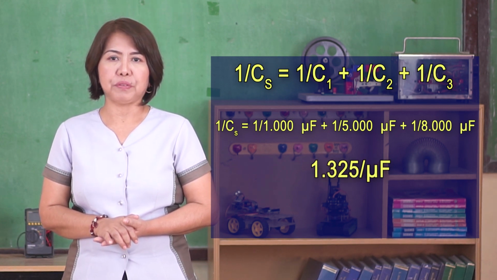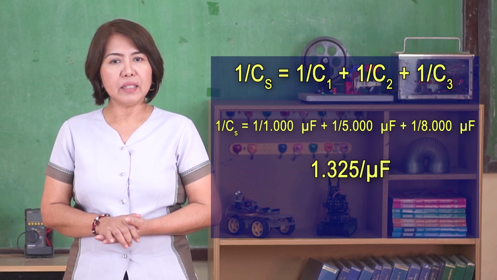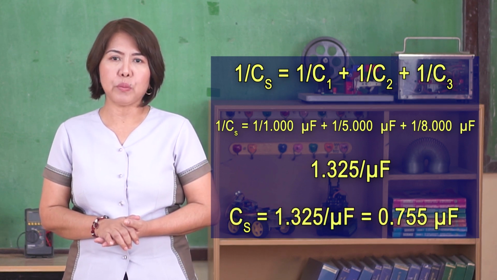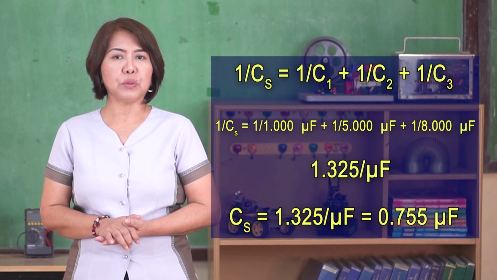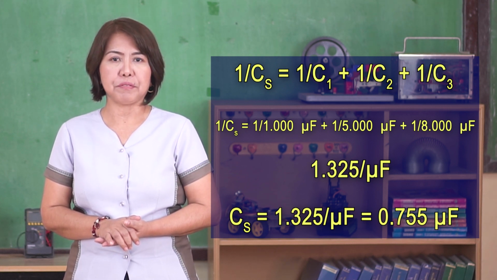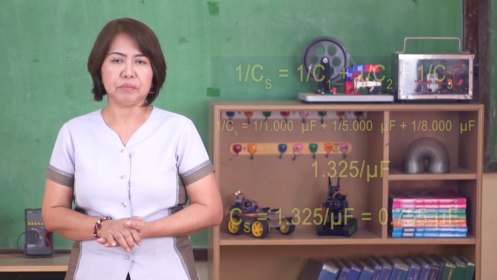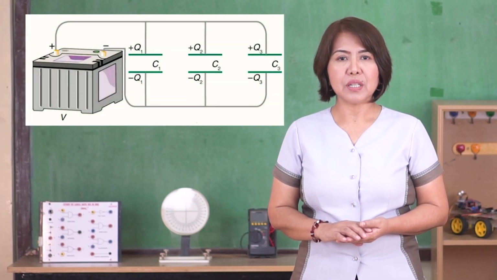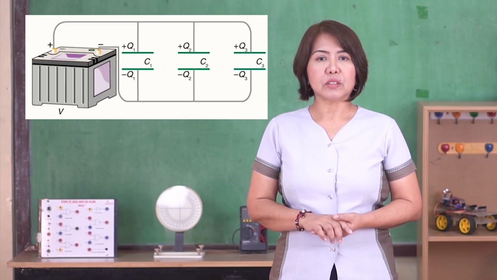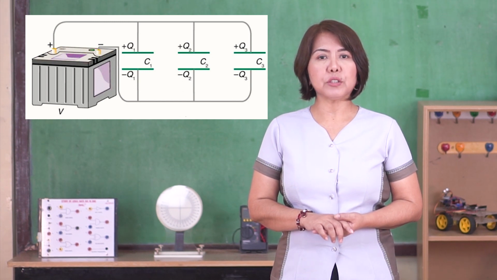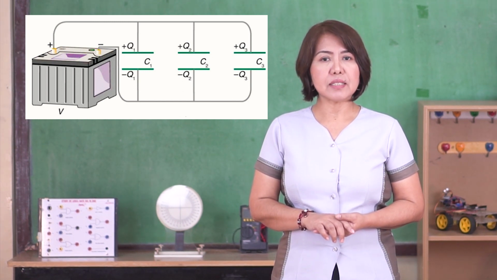Inverting the answer to find C sub S yields C sub S is equal to 1 over 1.325 microfarad, which is equal to 0.755 microfarad. This figure shows a parallel connection of 3 capacitors with a voltage applied. Here, the total capacitance is easier to find than in the series case.